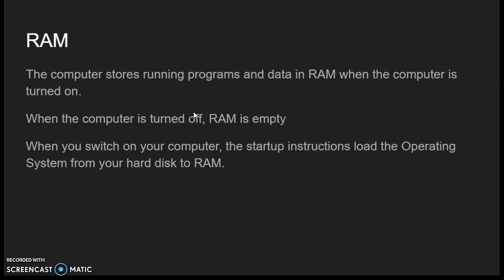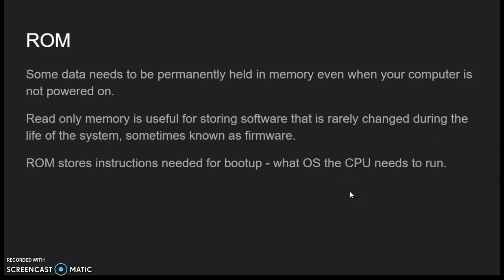So when you're working on a program, when you open it up, it goes to the hard drive, finds where the data or instructions are for that stored program, and loads it into RAM, making it quicker for you to use. So when the computer is turned off, RAM becomes empty. It's volatile. When you switch on your computer, the startup instructions load the operating system from your hard disk to RAM. And in fact, we're going to have a look at this fella here now, ROM, which is read-only memory.